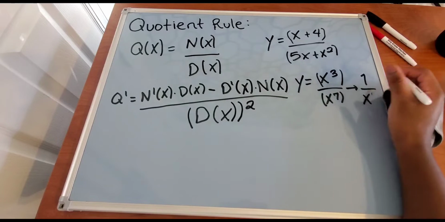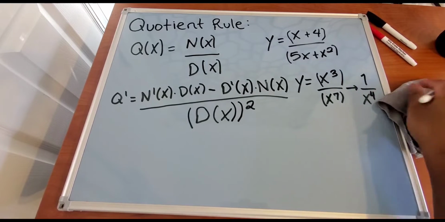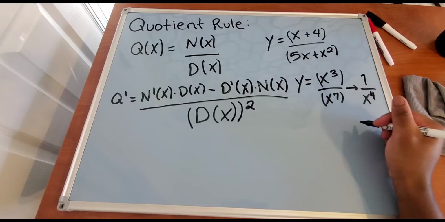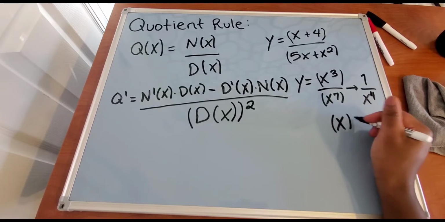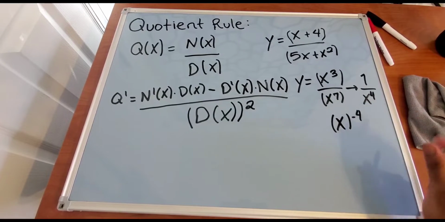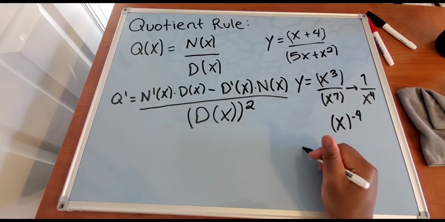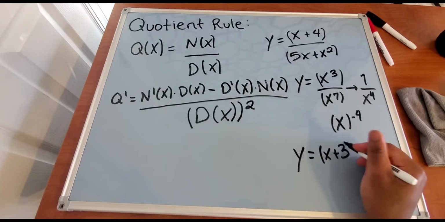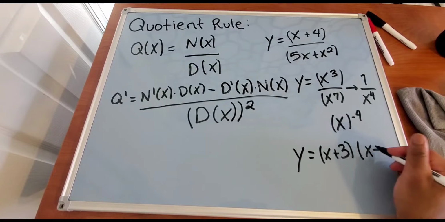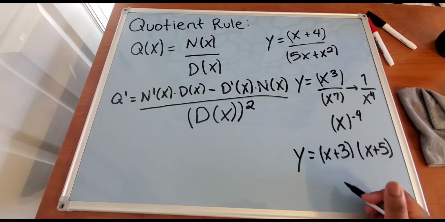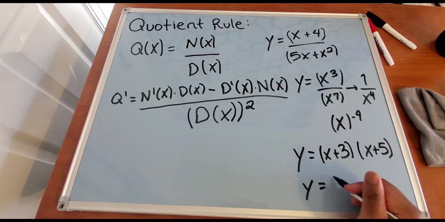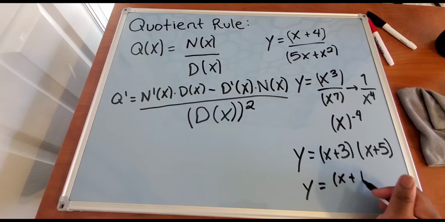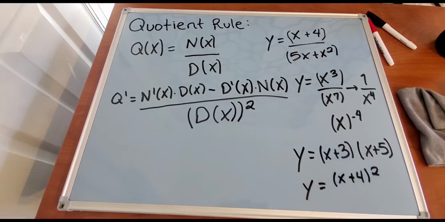And then you use the reciprocal rule, which I'll go over in a different video. If you don't know reciprocal rule, you can just write it as x to the negative 4 and just use the power rule. And then we can have something like x plus 3 times x plus 5. This is a product rule. And finally, if we have something like x plus 4 squared, this is neither. This one is actually a chain rule.